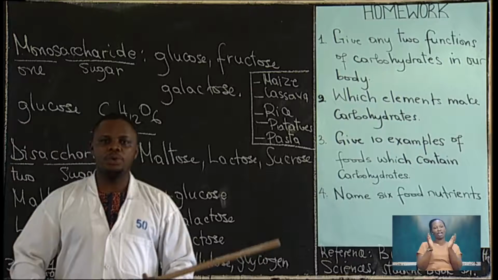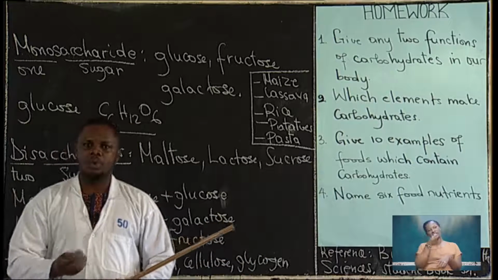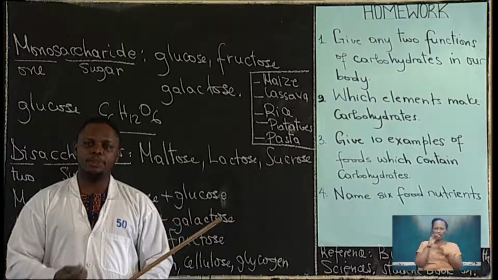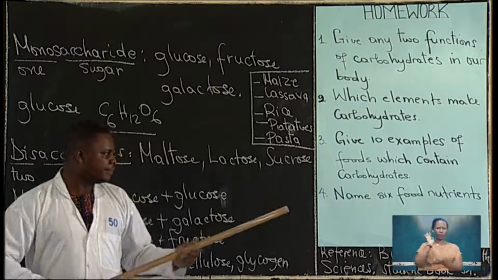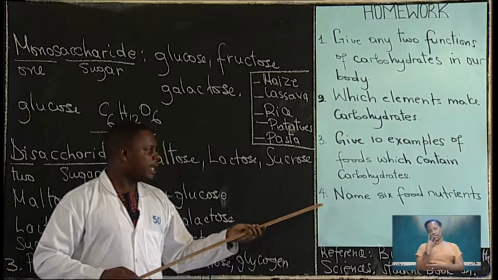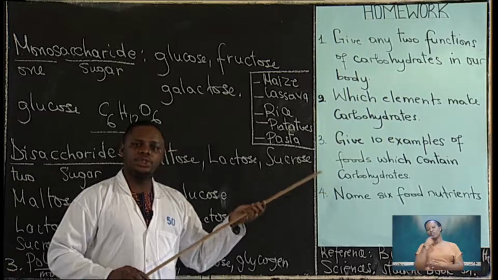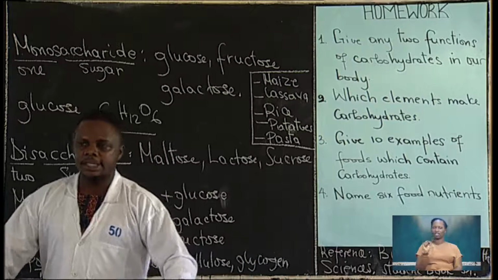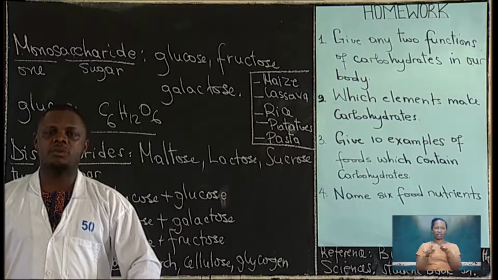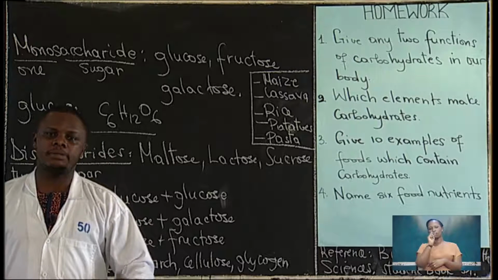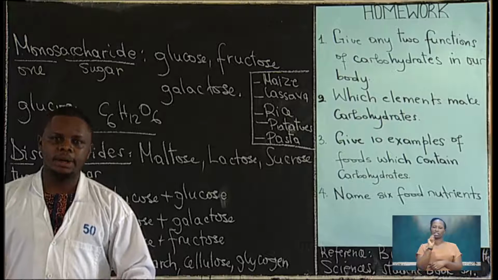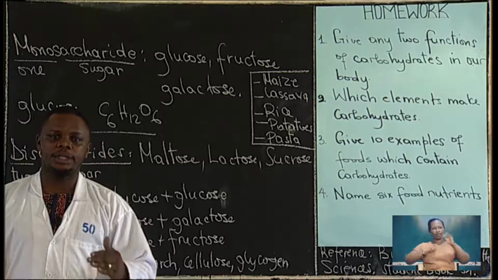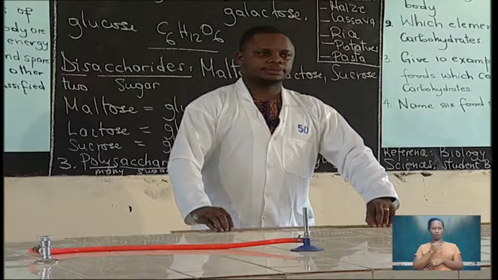And remember, when you are eating, eat with a purpose. What are you going to get from that food? How is it important to your body? Question number 4, name 6 food nutrients. You must be able to give 6 different classes of food nutrients which are needed by the body. Remember, they are very important because they perform different functions in our body.